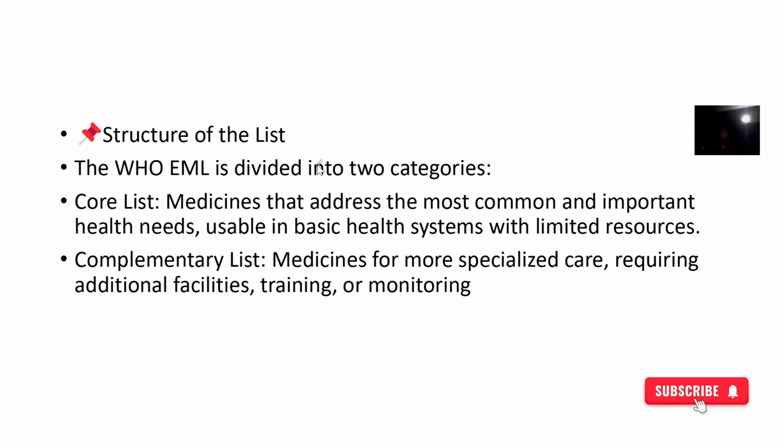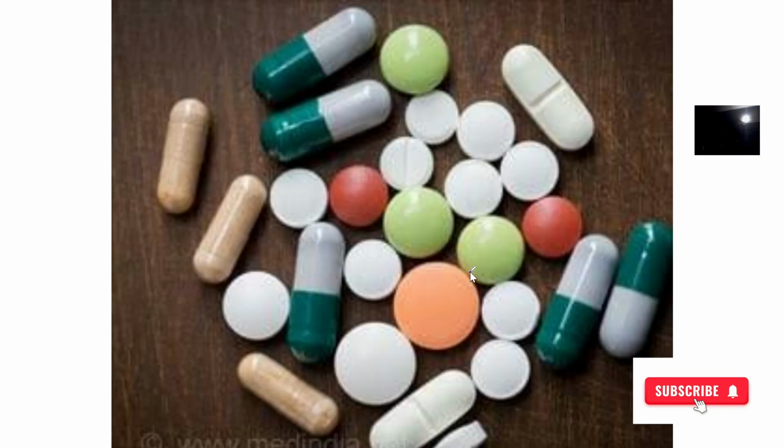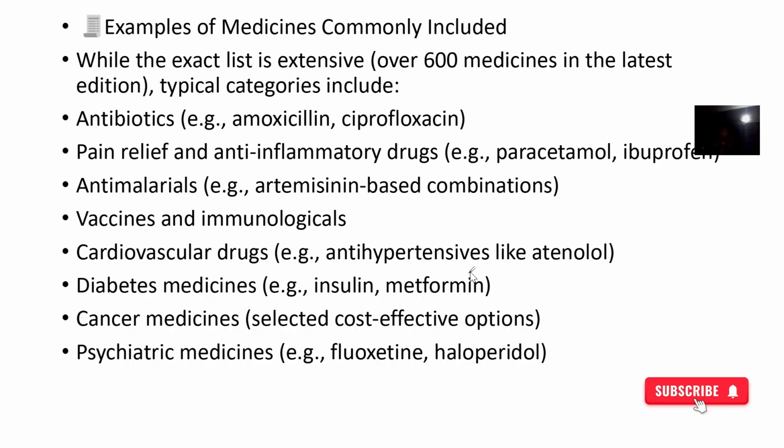drug list. So what's the structure? You have the core list. These ones are medicines that address the most common and important health needs. Then we have the complementary list. So these are medicines for specialized care, requiring additional facilities, additional training, additional monitoring. You understand? So let's look at some of them.